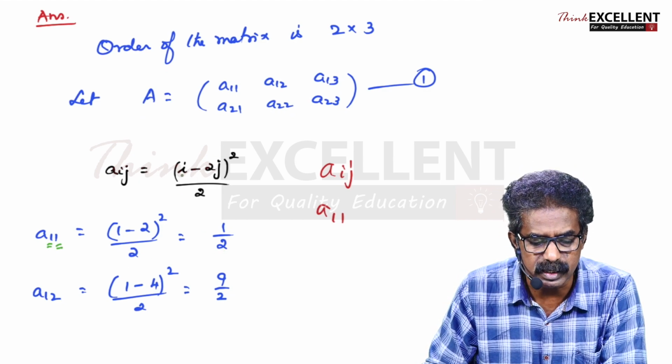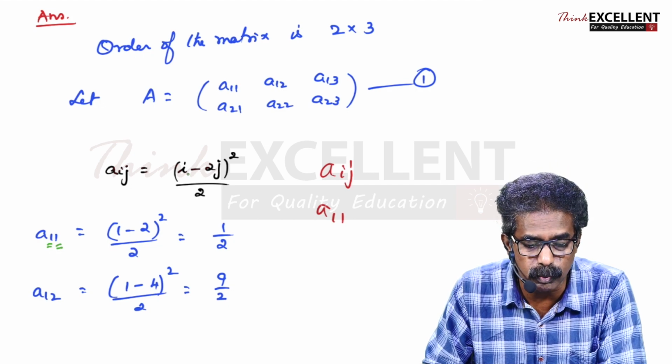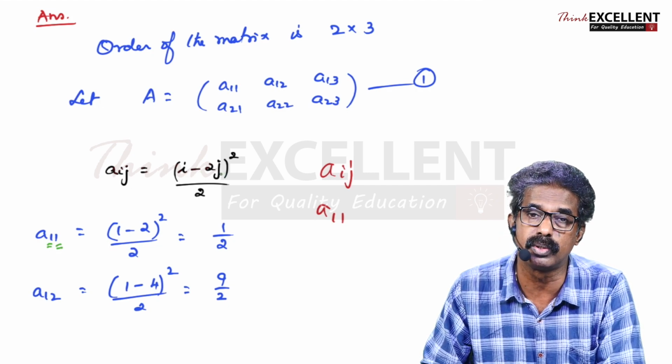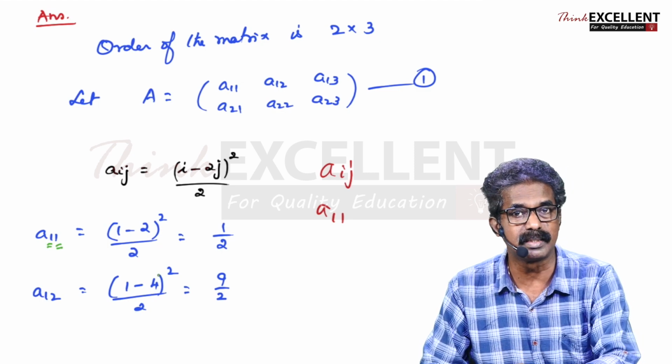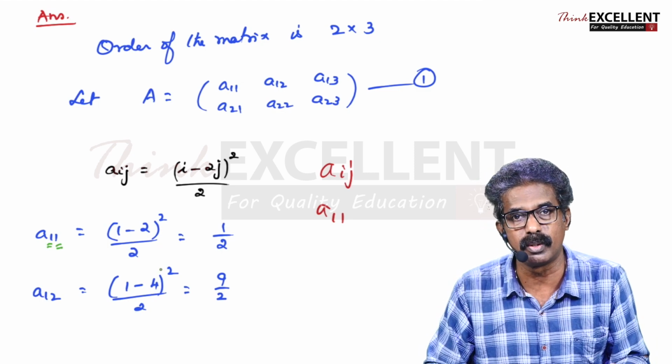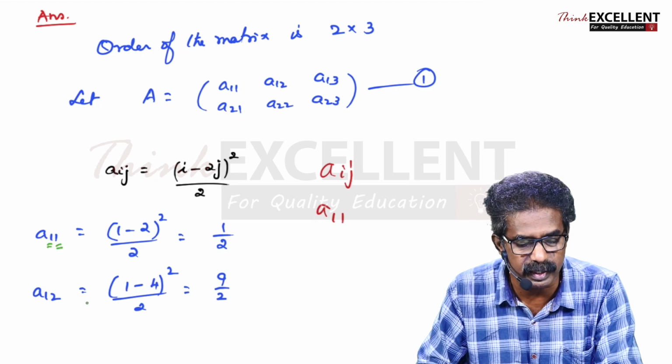A12: i is 1, j is 2. For i you give 1, 1 minus j is 2, so 2 into 2, 4. The whole square by 2. 1 minus 4 is minus 3. Minus 3 the whole square, so plus 9 by 2. Like that you find A13.